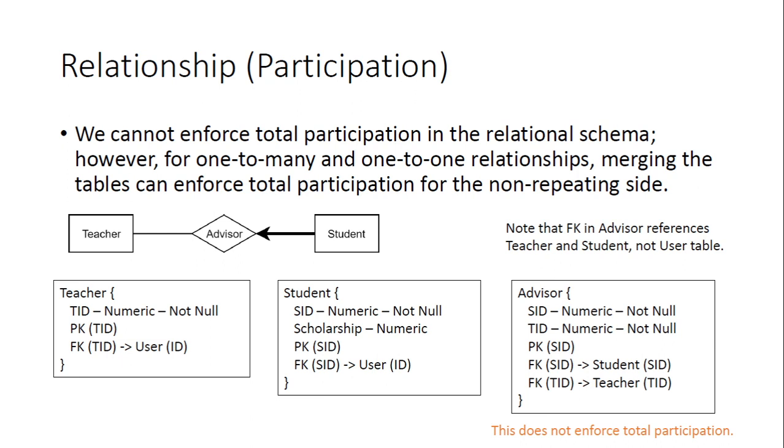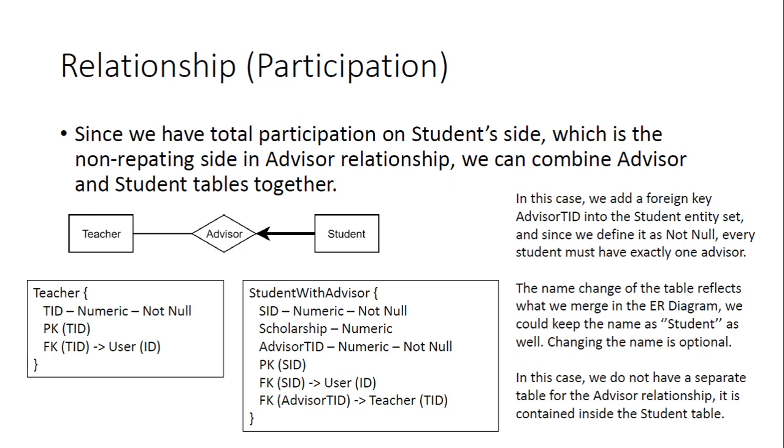To enforce total participation, what we can do is merge the relationship table with the table that has non-repeating values in the relationship. The student's ID has non-repeating values in this relationship. So while merging, since I already know that for every student there should be an advisor, let's keep that advisor's TID inside the student. While creating a student, I assign one of the users as the student, writing that student's SID, and if there's a scholarship amount, I also write that.